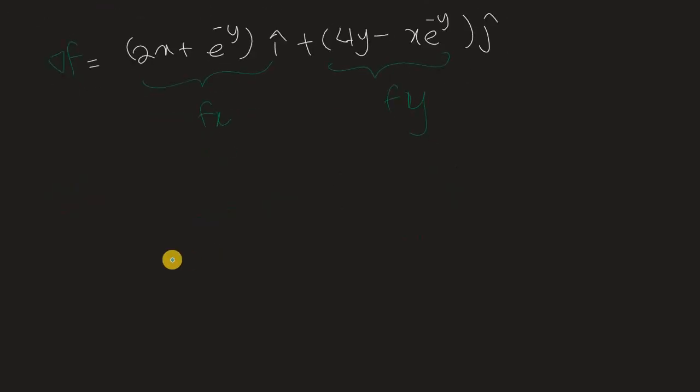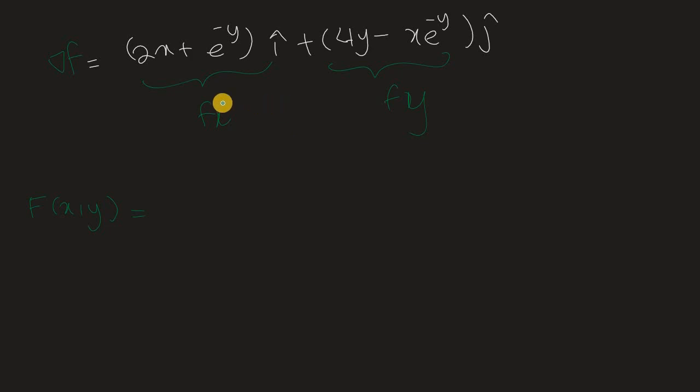Okay. So now, once we have the gradient, how do we get to the original function then? So to be able to get to the original function, what we have to do is take the integral of this function, right?